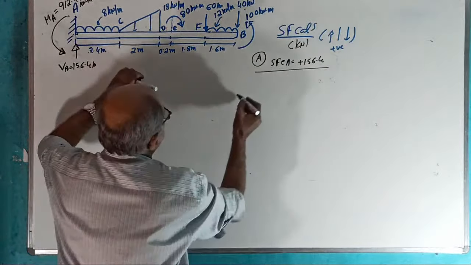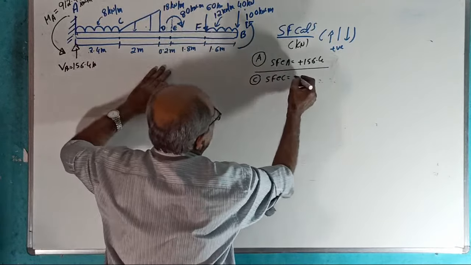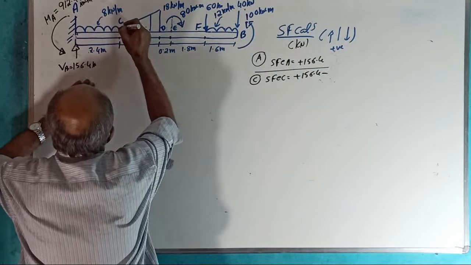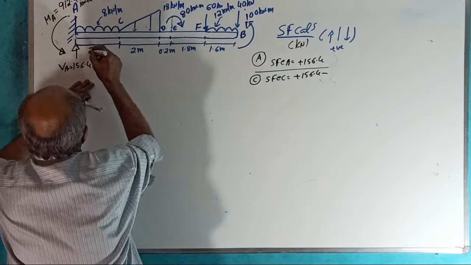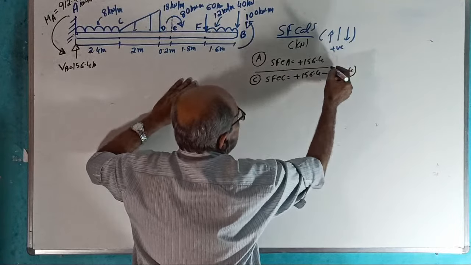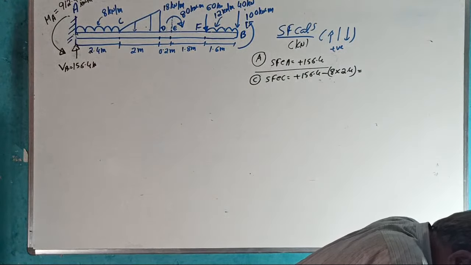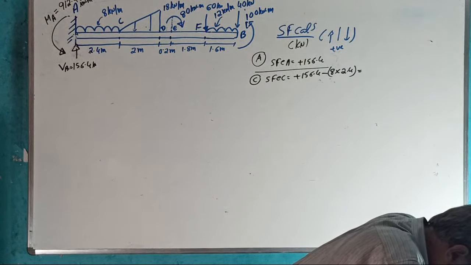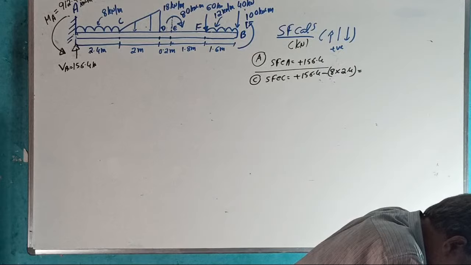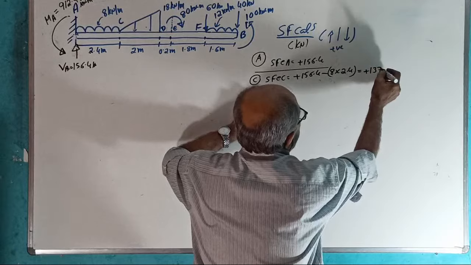Over. Now after A, come to C. Shear force at C: previous value plus 156.4, minus, after A to C downward load is there. How much? 8 into 2.4. Fast, give the answer. 8 into 2.4. Answer. This is the last time. Plus 137.2 kilonewton.